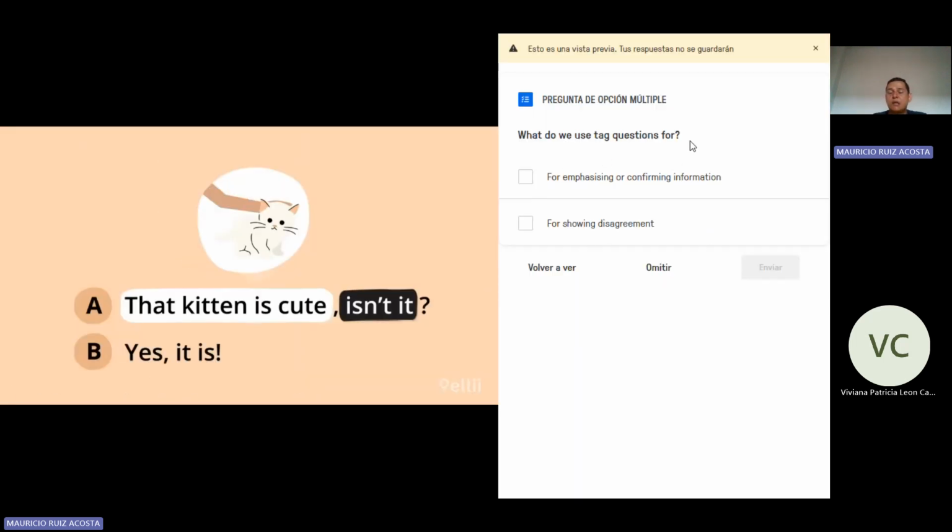For example, in this task question, the question is related to what we use tag questions for. Then in the first one, for confirmation, of course, the first one is the correct answer.